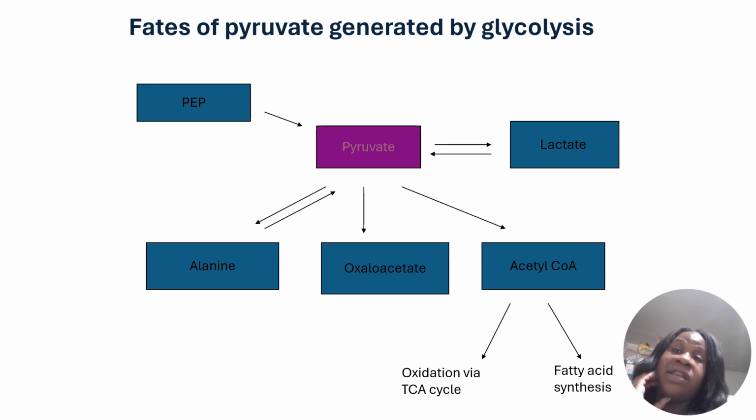So when you combine the fates of pyruvate that are generated by glycolysis, you will see that they all illustrate a central role in cellular metabolism, serving as a key junction point between glycolysis, the citric acid cycle, gluconeogenesis, and various biosynthetic pathways. The fate of pyruvate is tightly regulated by cellular energy demands, substrate availability, and metabolic interconnections to ensure the proper functioning and homeostasis of the cell.